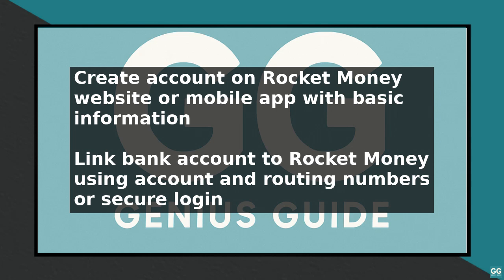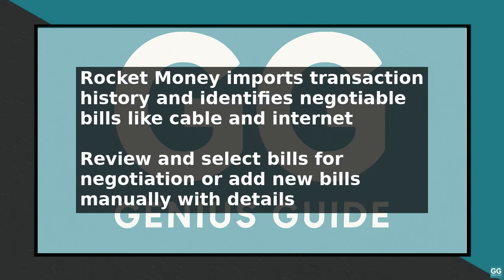Next, Rocket Money will import your transaction history and identify bills that can be negotiated, such as cable, internet, and phone bills. Review the list of bills and select the ones you want Rocket Money to negotiate on your behalf. You can also add new bills manually by providing the bill details and account information.